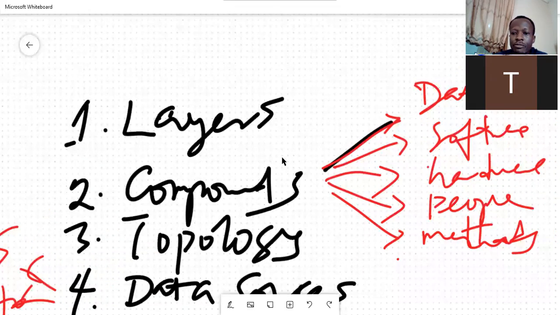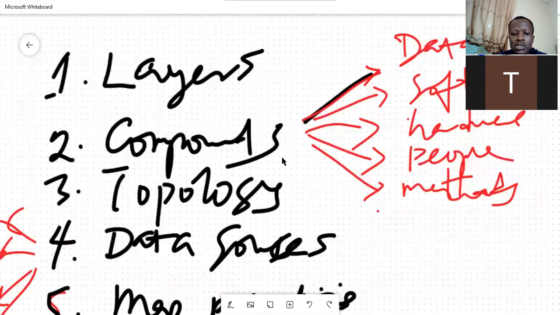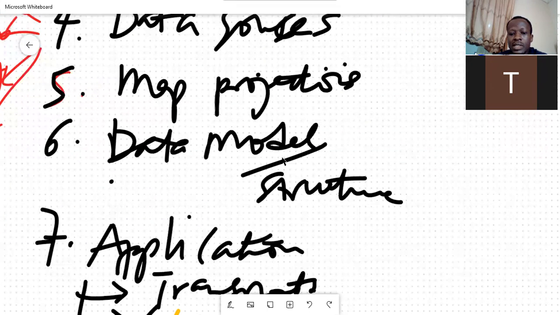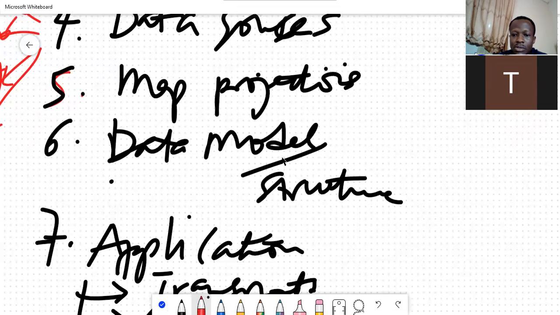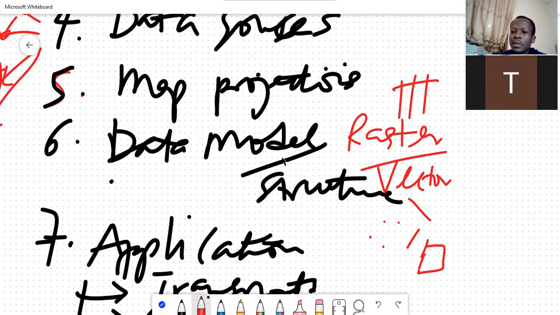So the summary of everything that we're talking about is what you see on the screen: layers, components of GIS, topology, data sources, map projection, data models. Here we talk about raster and vector data sets. This is where the raster comes in. In spelling raster, if you're not careful, you end up writing the Rastafarian. Vector is points, lines, polygons. And then raster is squares, a picture.